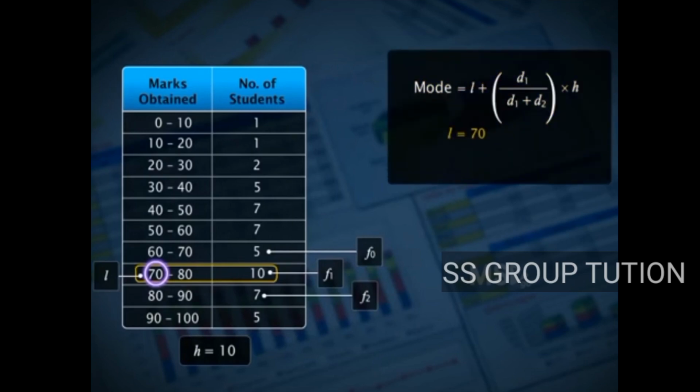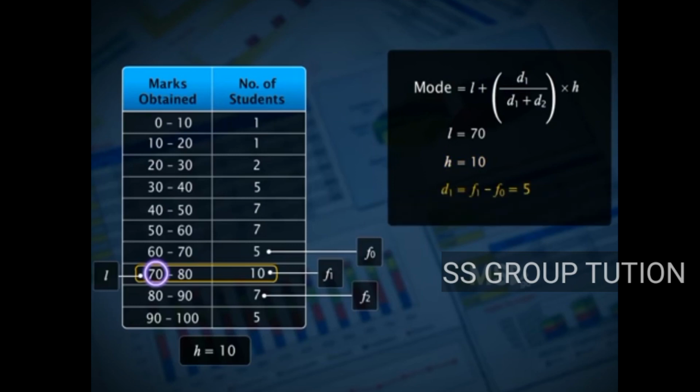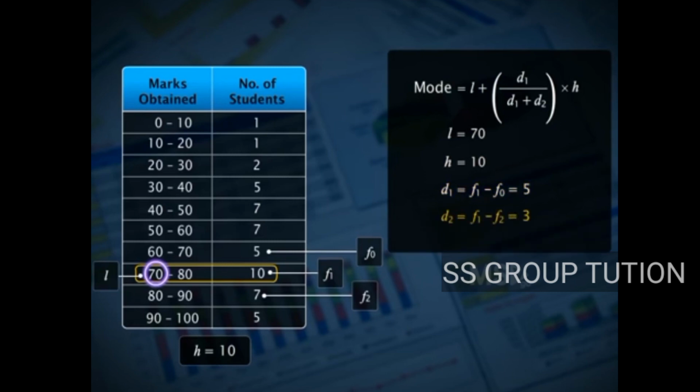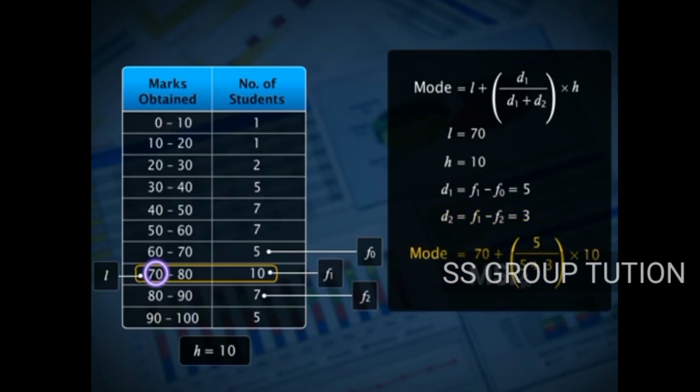Now, mode is given by the formula shown here. L is 70 and H is 10. D1, the difference between the frequencies of the modal class and the class preceding it, is 5. And D2, the difference between the frequencies of the modal class and the class succeeding it, is 3. Putting these values in the formula, we get the mode, which is 76.25. Modal value 76.25 signifies that the most number of students scored 76.25 marks.